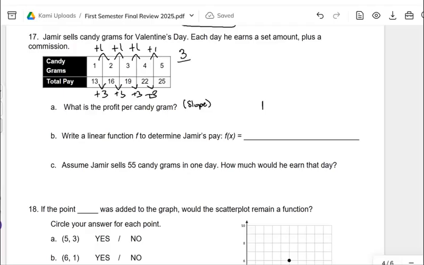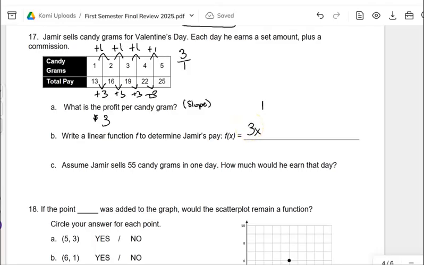My change of x is 1, so my slope is just $3. The profit per candy gram is $3. So it says write the linear function to determine Jamar's pay. I know what my slope is, so that's 3x.